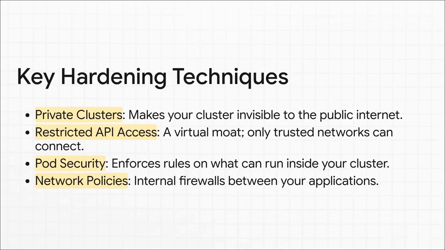Second, restricting API server access. This is like building a virtual moat around your fortress, only letting traffic from trusted networks cross. Third, pod security standards. These are the rules about what's even allowed to run inside your walls. And fourth, network policies. Think of these as internal firewalls that stop your apps from talking to each other unless they're supposed to. It's great for damage control.